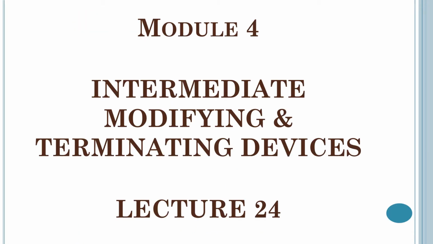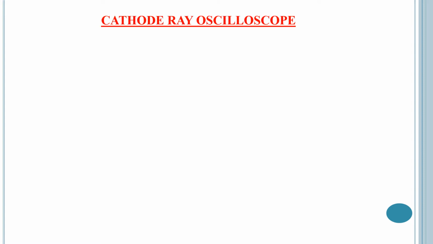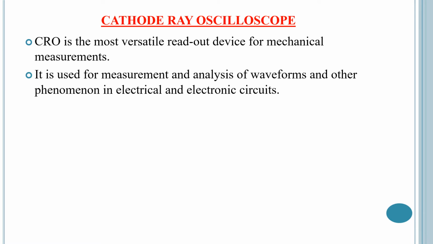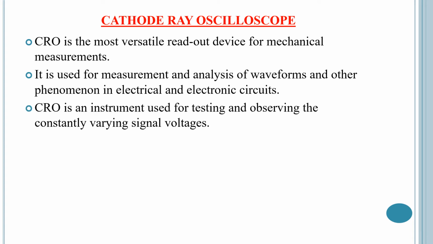So we are into module number 4, which is intermediate modifying and terminating devices. In this module, we are going to study the cathode ray oscilloscope, which is called the CRO. CRO is the most versatile readout device for mechanical measurements. It is used for measurement and analysis of waveforms and other phenomena in electrical and electronic circuits.